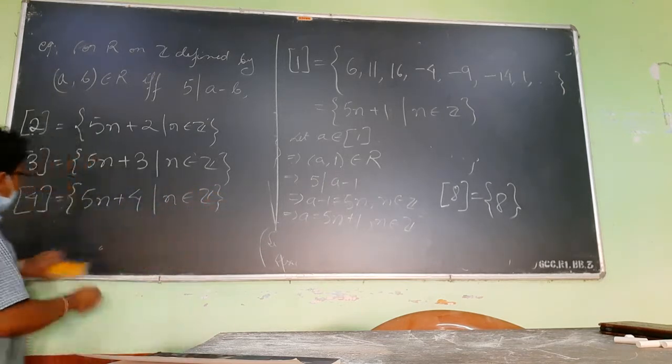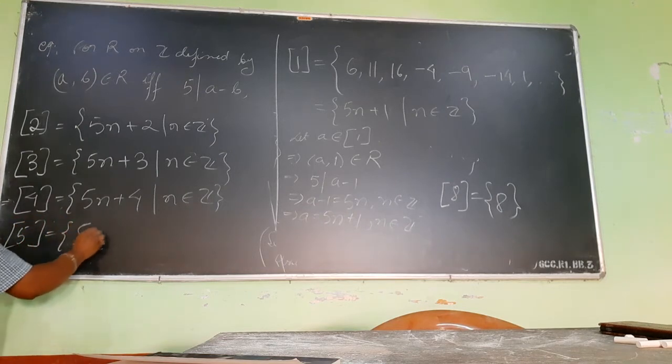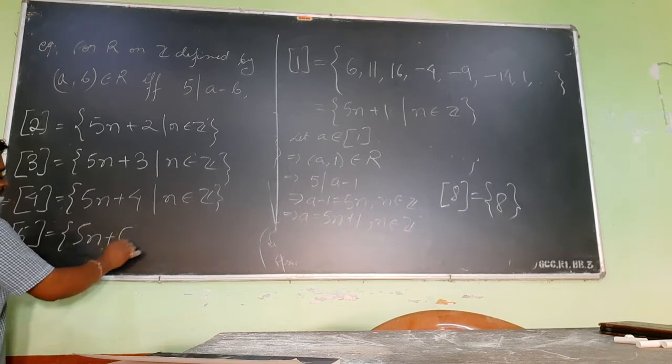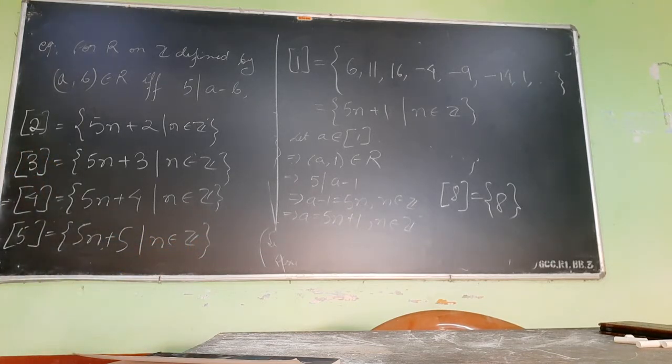What is the equivalence class of 5? That is the set of all elements of the form 5n plus 5 such that n belongs to integers. How many equivalence classes will be there here for this relation? Infinite or finite? No, actually it's finite.